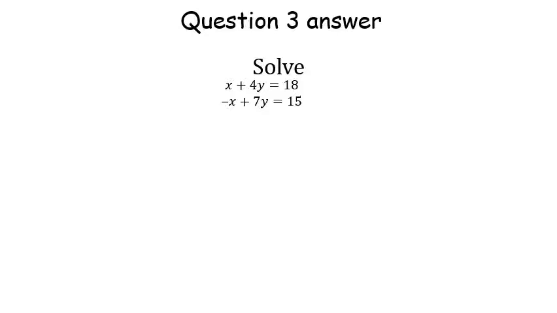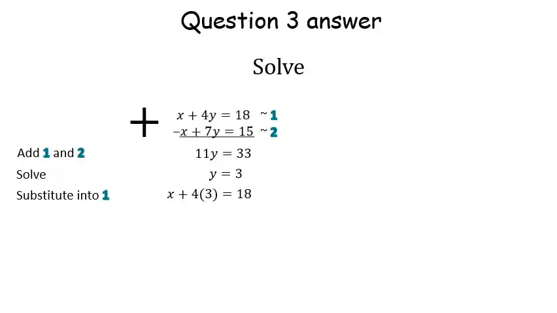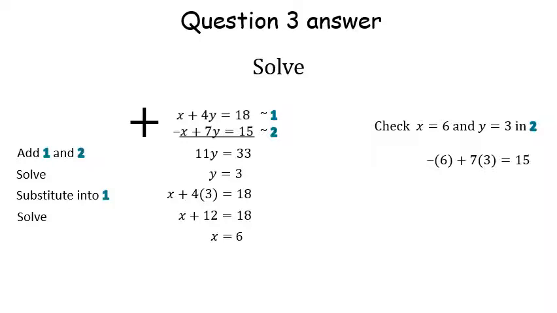Question 3. I've named the equations 1 and 2. Then because the signs are different on the x, I've added the equations 1 and 2 and solved to get y equals 3. I then substituted y equals 3 into the first equation and solved to get x equals 6. I've checked them in the second equation and x does equal 6 and y does equal 3.